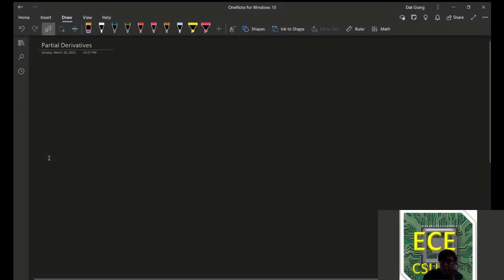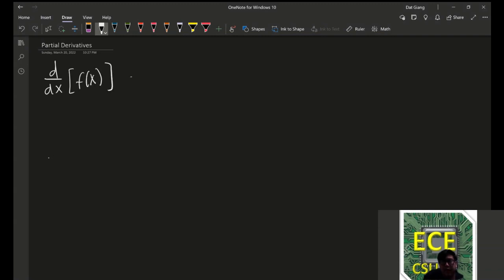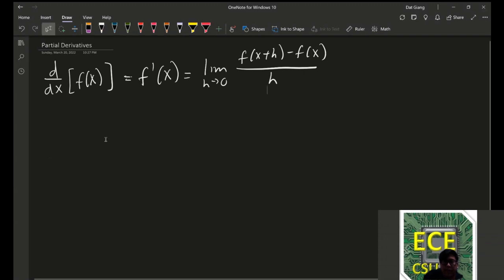Here, we now talk about partial derivatives, but first, recall the definition of a derivative. Here, we use the notation d/dx, acting on a function f of x, and this gave us the derivative of it, at least the first one, and this is given by the definition of limit as h goes to 0, f of x plus h minus f of x divided by h.